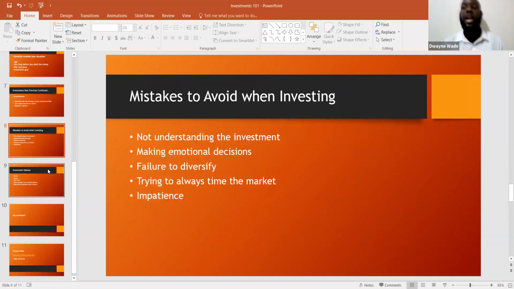Okay. Another mistake is always trying to time the market. Now, timing the market, what I mean by timing the market is purchasing assets when the value is as low as possible and always trying to sell it when it is at its highest. Now, that is an immensely difficult thing to do. Even people employed in the field have difficulty doing that.